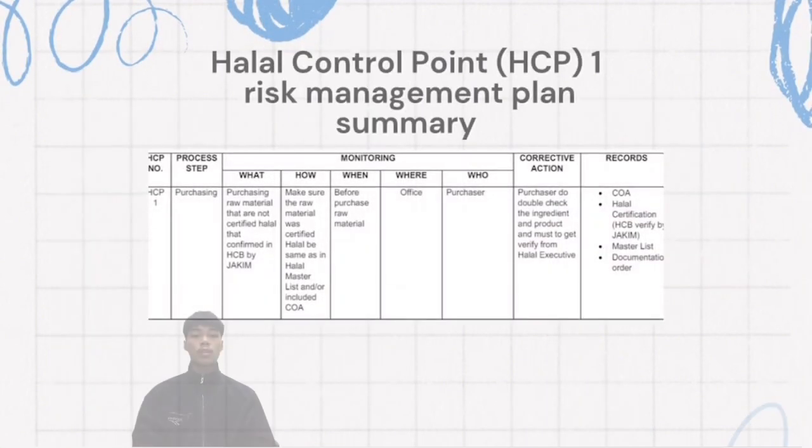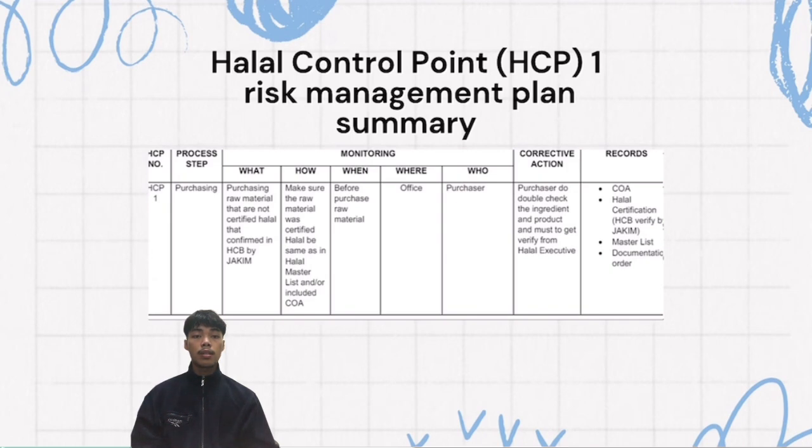Okay, so this is the first HCP risk management plan summary. First one is purchasing. How this HCP can be made: purchasing raw material that is not certified halal, confirmed in HCB, which is JAKIM. So how to encounter this? Make sure the raw material was certified as halal, the same as in the halal master list, or include the COA. So when this HCP can be done? Before purchasing the raw material.